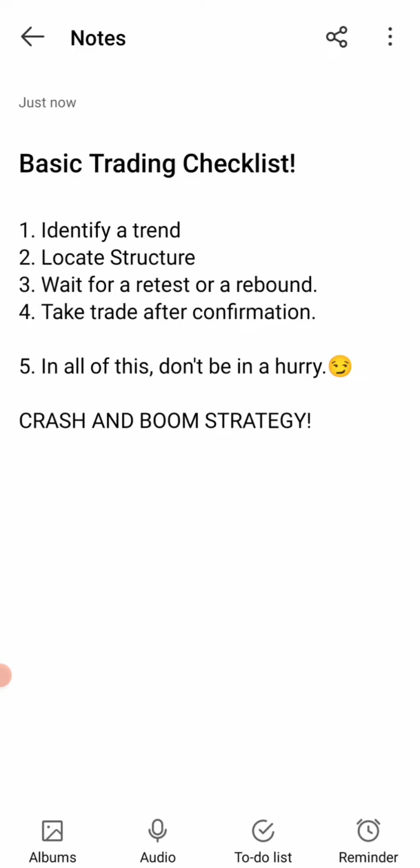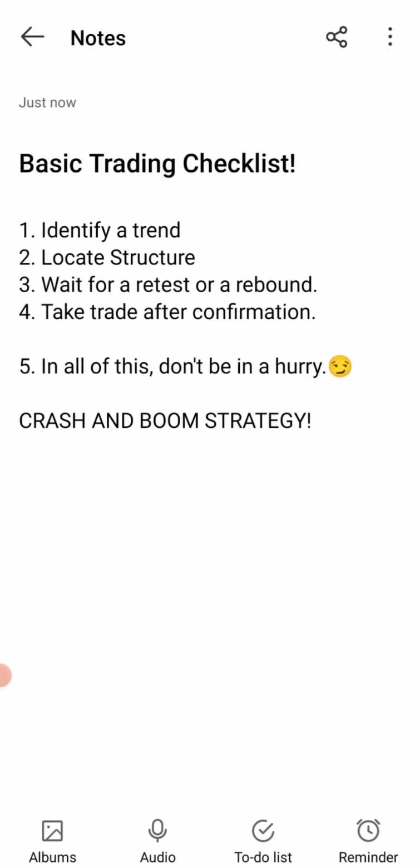Then number five, in all of this, don't be in a hurry. This is very critical. This is important. Please don't be in a hurry. You have to exercise patience. Sometimes these things can test your patience. Exercise patience, and don't leverage too much so that your patience will not run out and you begin to push your trades into losses. Now, don't forget that there is no system that will be 100% efficient. We also have little limitations, however.